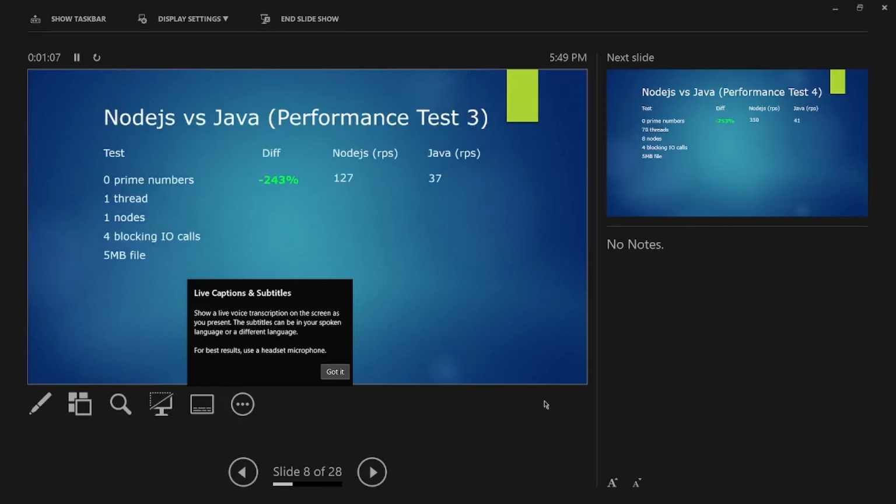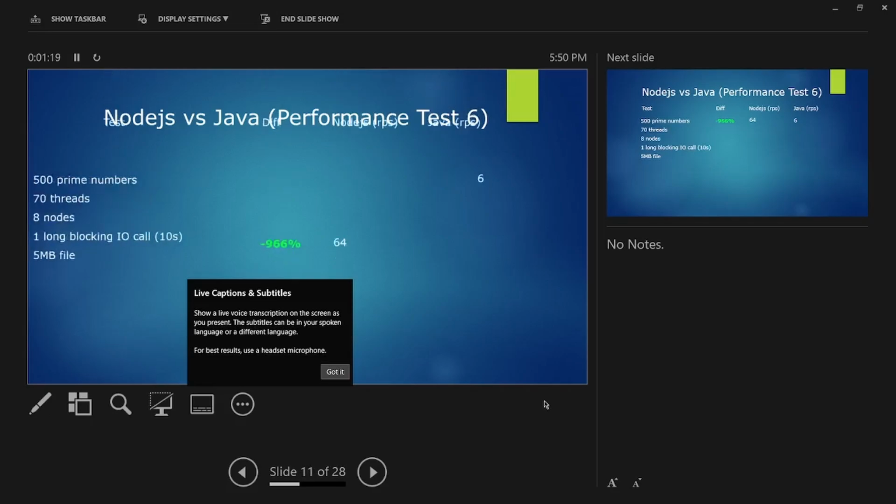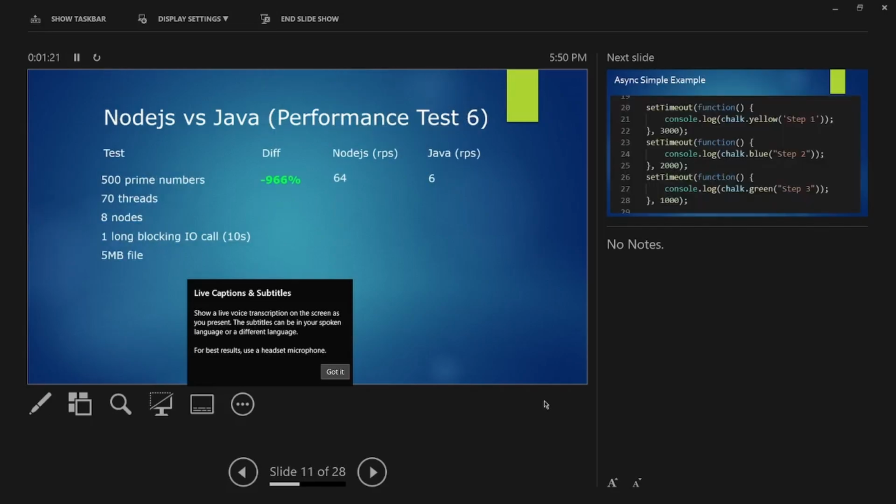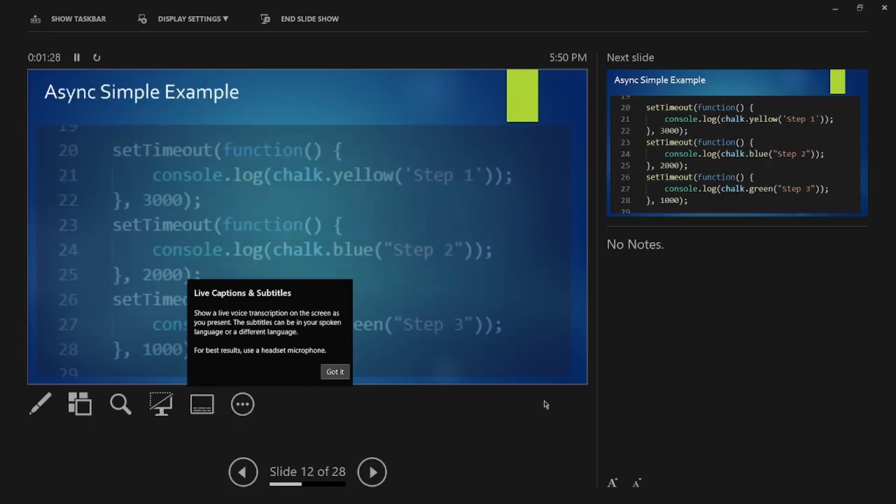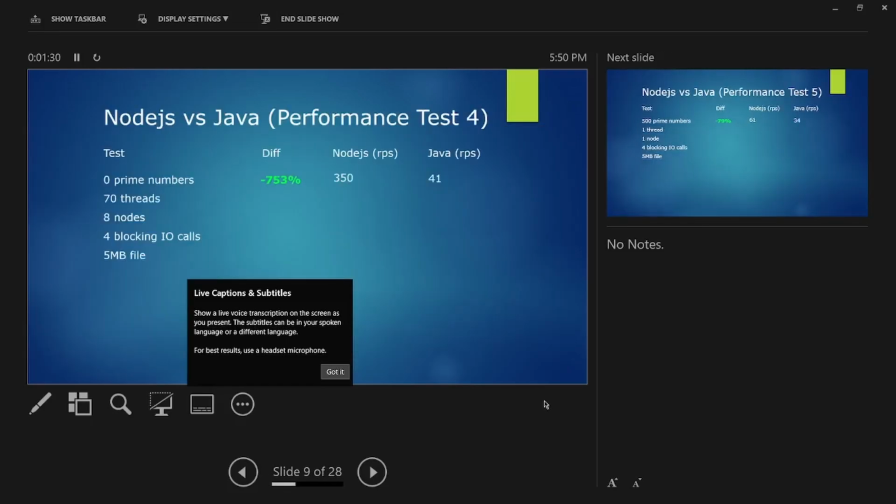Oh, for blocking I/O calls, it's 3 times faster, 800% faster. Now a mixed workload, still faster. Wow. Do you get the point? Use the tool for the job. So that's what you mean. Tools, not rules.